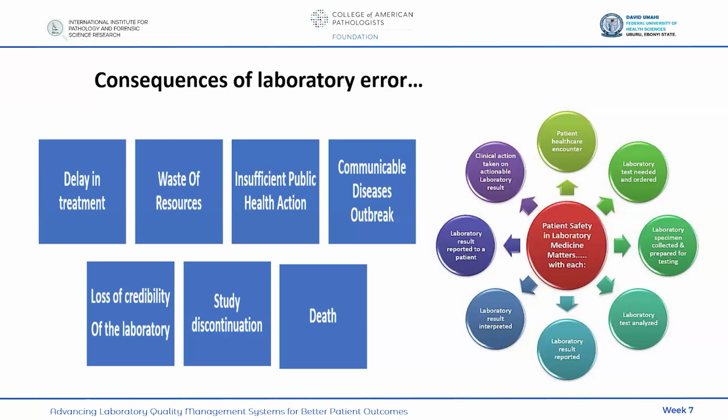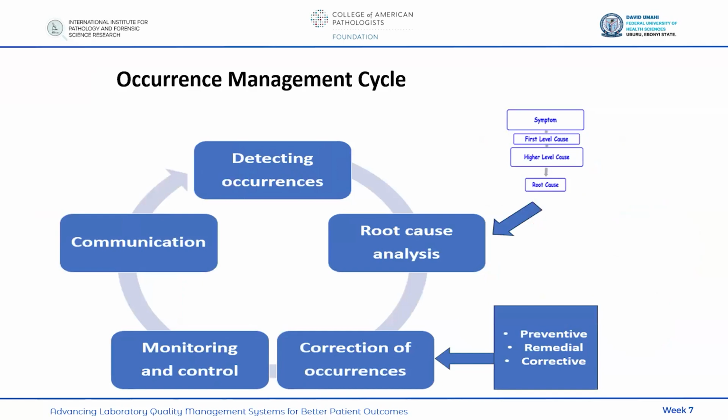Okay, so what is the occurrence management cycle? The occurrence management cycle includes detecting occurrences. What it means is that you must put in place measures to be able to detect the presence of these occurrences before they even occur, not when they have occurred. There must be checking that will alert you whenever there is an occurrence. So we will look deeply at how we can detect these occurrences.